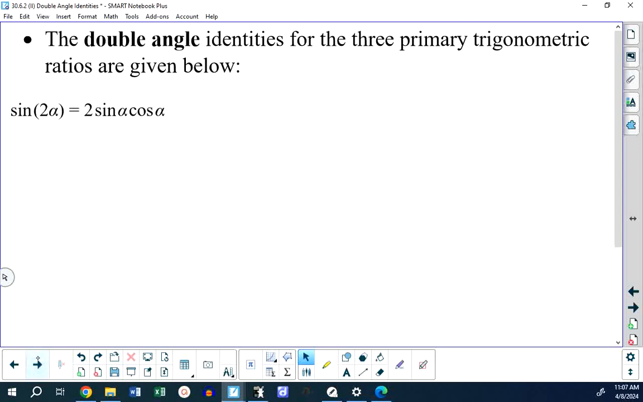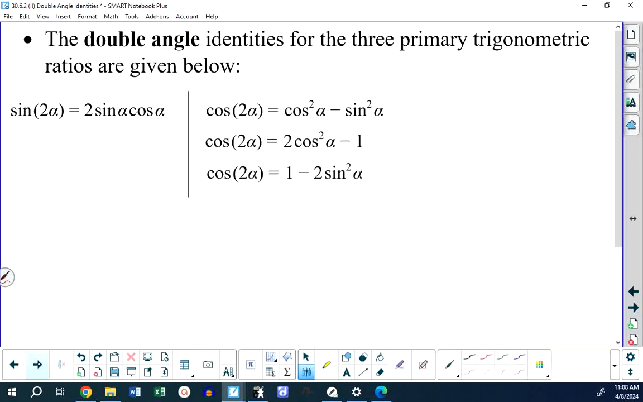And here they are. This is the double angle identity for sine, and this is a very recognizable thing. In many ways, it's more recognizable than sine squared plus cos squared. You're going to see 2 sine theta cos theta quite often. Cosine of 2 theta has a number of different variations to it, and I'm going to explain why that's the case in just a minute.